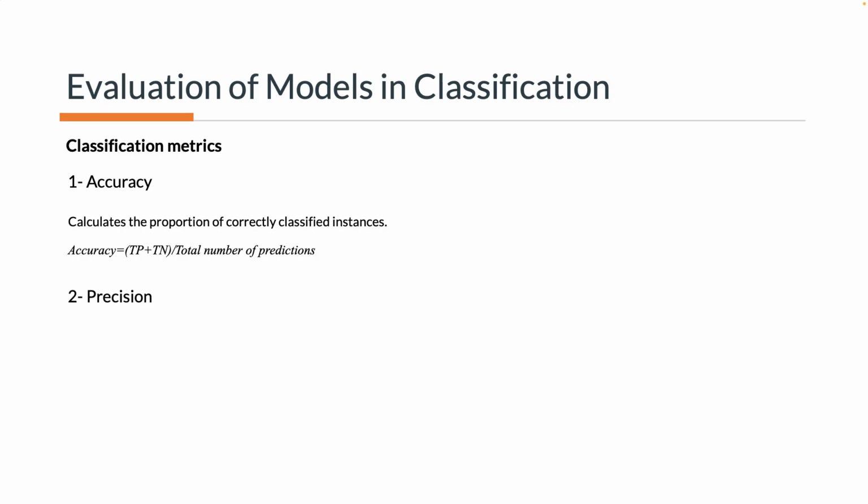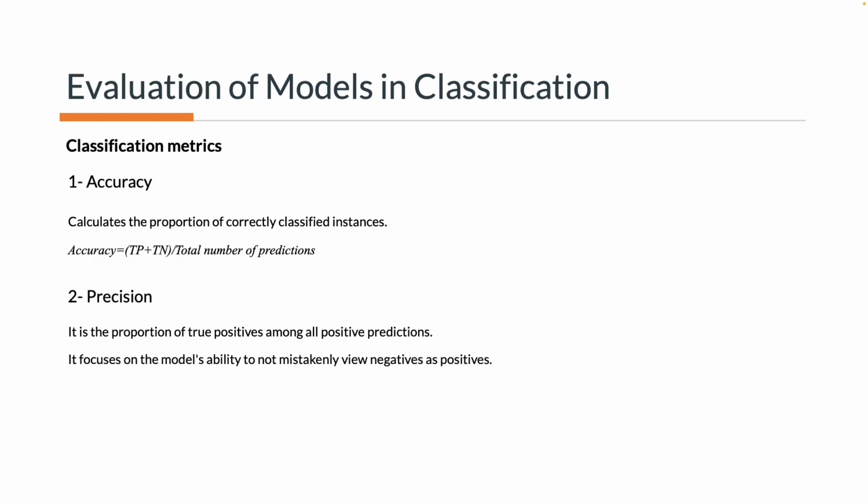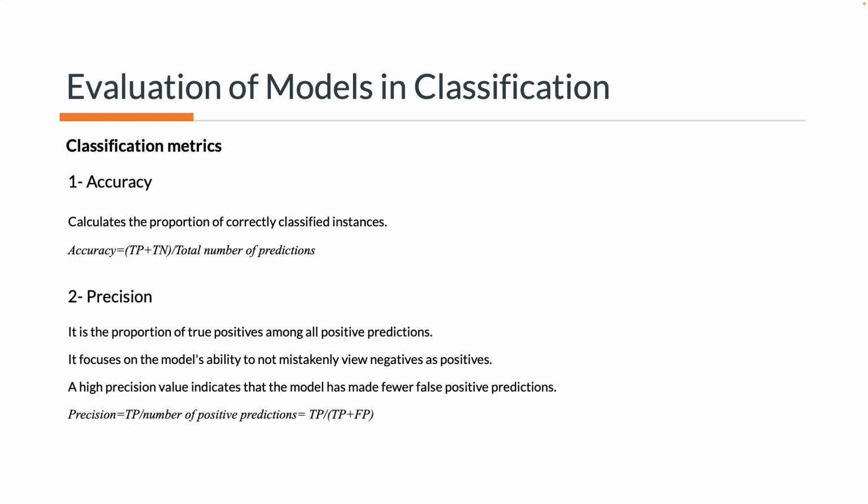The next metric is precision. It is the proportion of true positives among all positive predictions. It focuses on the model's ability to not mistakenly view negatives as positives. A high precision value indicates the model has made fewer false positive predictions. To calculate precision, we divide the true positives by the sum of true positives and false positives.